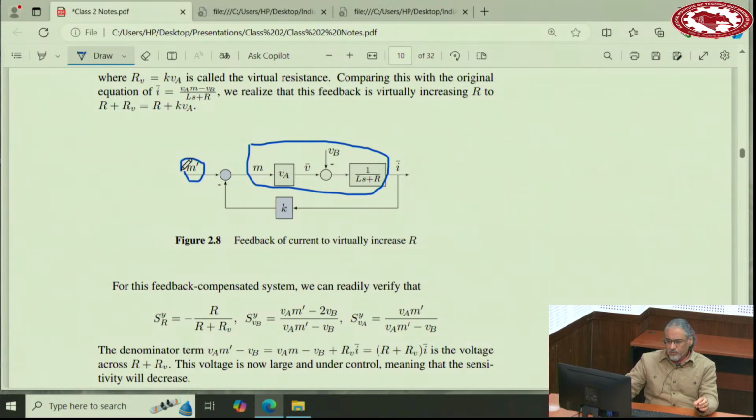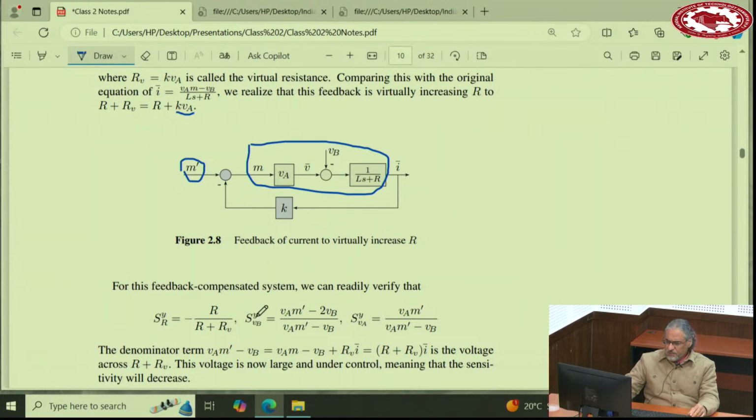Now I'm going to prove very quickly, and it's not really difficult to prove, that for this system the numbers for the sensitivity will go down significantly by choosing this K properly. So the sensitivity of the output with respect to R for this circuit will be negative R divided by R plus RV. What is RV? RV is equal to K into VA.